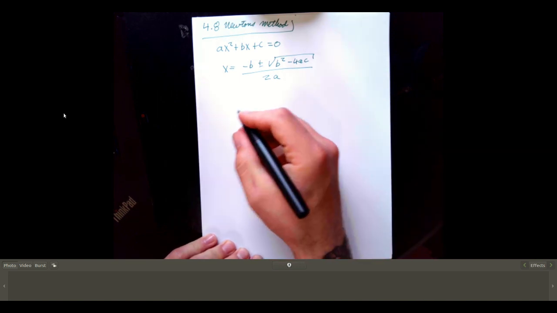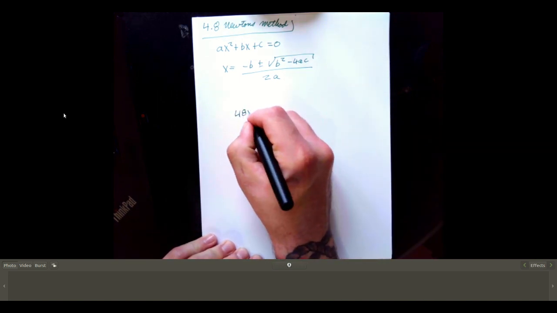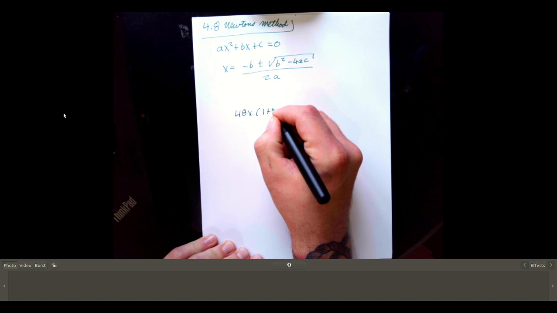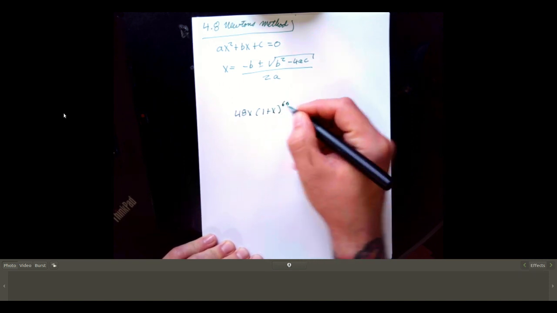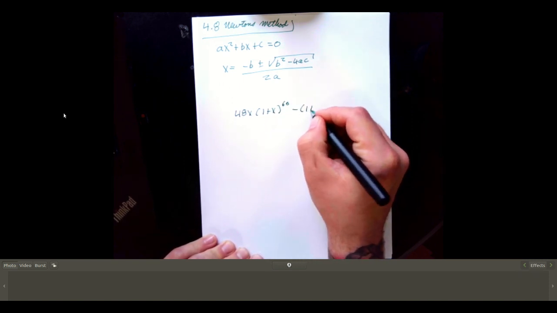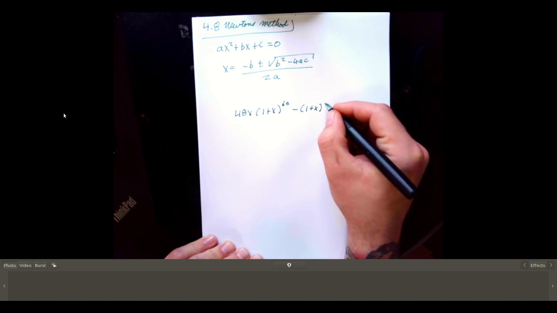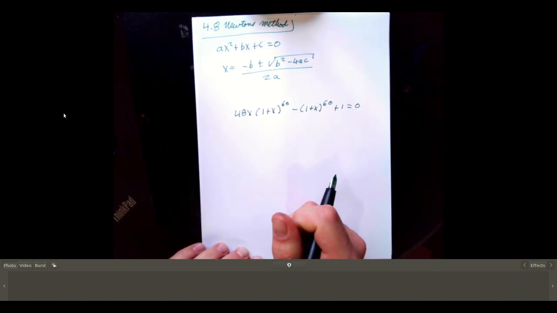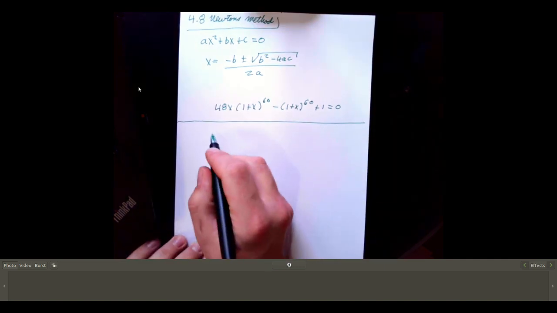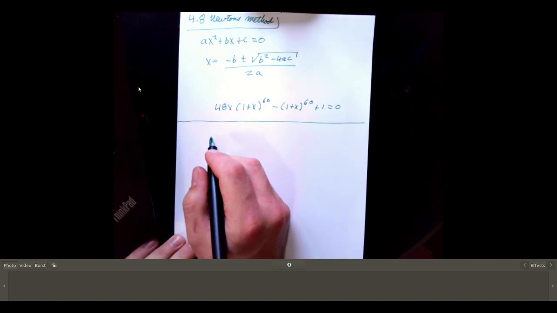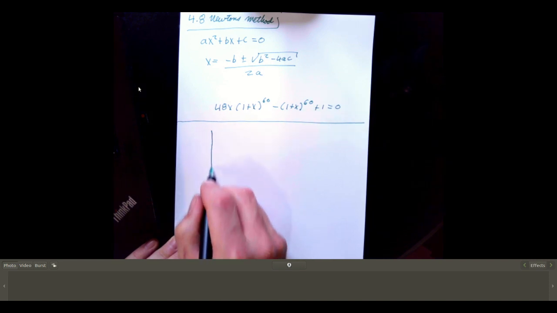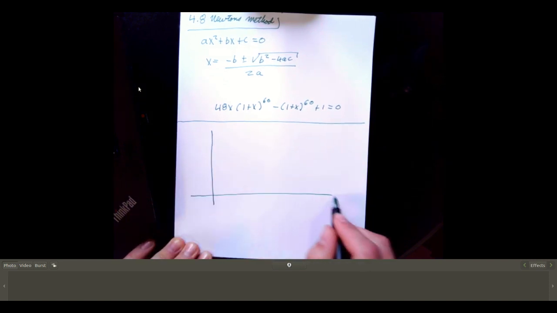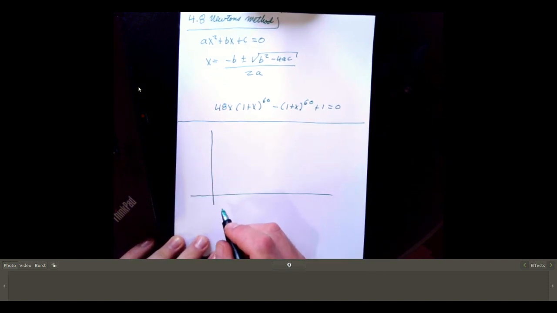It'll allow us to solve things like 48x times (1 plus x)^60 minus (1 plus x)^60 plus 1 is equal to 0. So the theory behind Newton's method is this. A function and its derivative are very similar at a point.